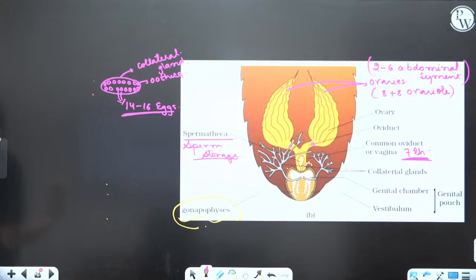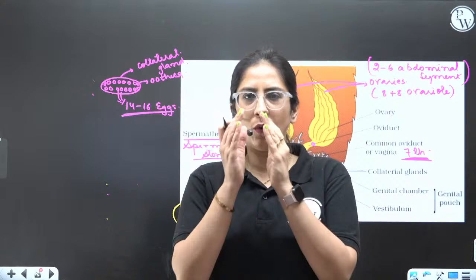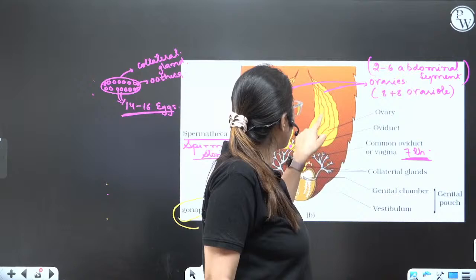Right? Okay. Ma'am, what is an ovariole? An ovariole is like a smaller part of an ovary. One part, second part, third part, fourth part. And each of them releases the egg. So eggs are present in various stages of development here. This is how you can remember.